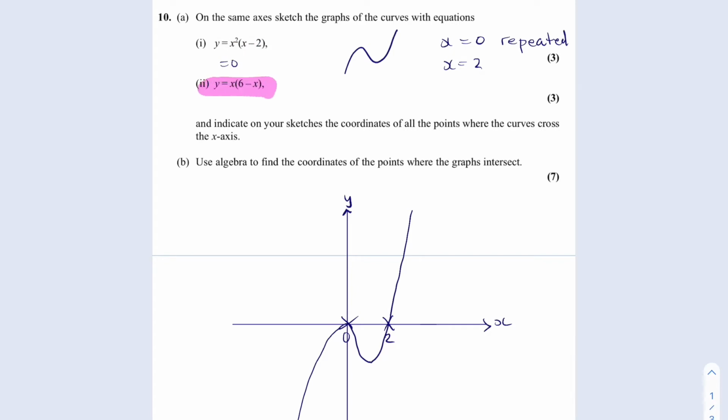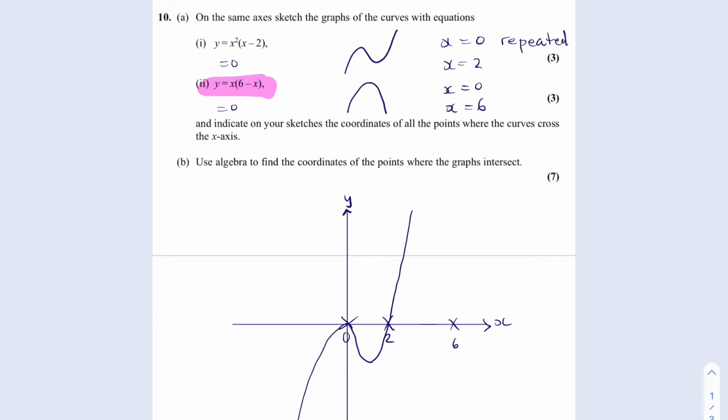My second curve is a quadratic. If I multiply that out, it's 6x minus x squared. It's a negative quadratic, so it looks like this. So I need to know where it cuts the axis. So where are the roots? When does this equal 0? This equals 0 when x equals 0 and when x equals 6. Nothing special about these roots. They just cut the x-axis at 0 and at 6. So let's put 6 on here.